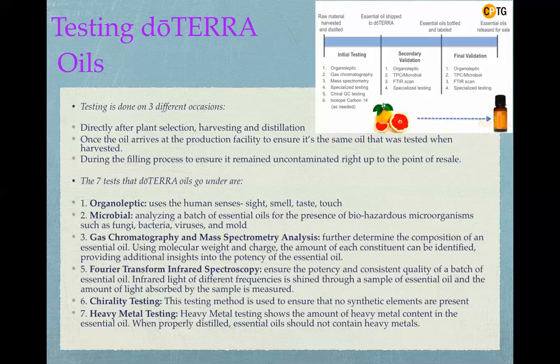Schillerity testing ensures that there are no synthetic elements present in the essential oil. And then the heavy metal testing shows the amount of heavy metal content in the essential oil. So when essential oils are properly distilled, they should not contain any heavy metals. And those are the 7 different tests you can actually see outlined in the picture, which show which tests go through at which different points throughout the 3 different periods.